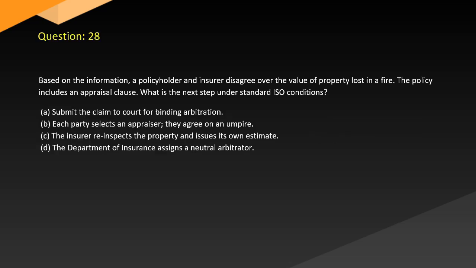Question 28. Based on the information, a policyholder and insurer disagree over the value of property lost in a fire. The policy includes an appraisal clause. What is the next step under standard ISO conditions? A. Submit the claim to court for binding arbitration. B. Each party selects an appraiser. They agree on an umpire. C. The insurer re-inspects the property and issues its own estimate. D. The Department of Insurance assigns a neutral arbitrator.